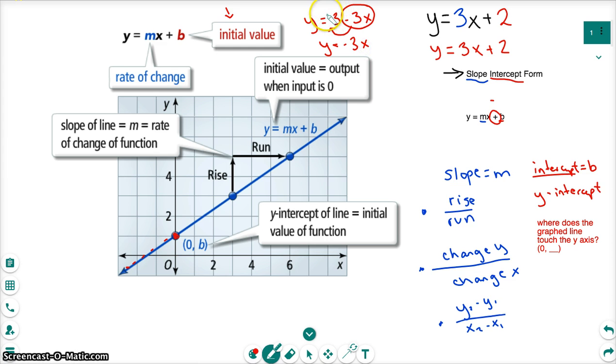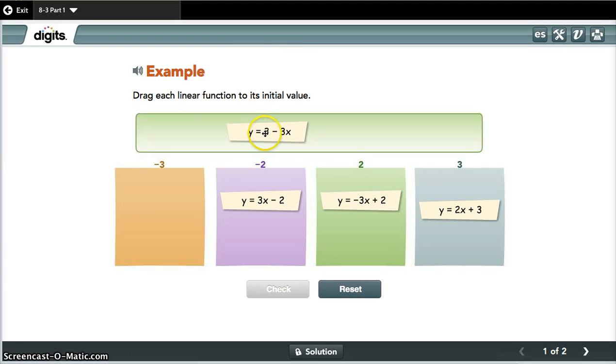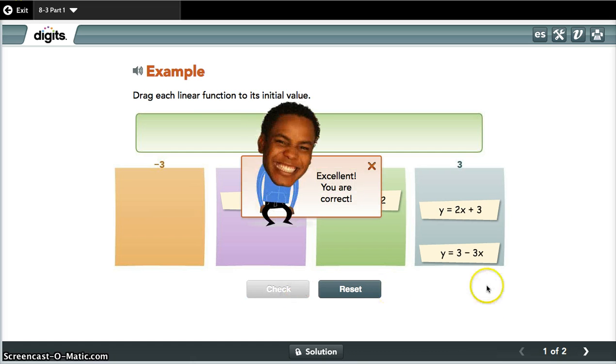And then we have to ask ourselves, was this 3 a positive 3 or a negative 3 originally? Hopefully you said positive because there's no negative sign in front of it. So we're going to keep it positive. And we're going to put it as y equals negative 3x plus 3. And we're going to say that this is a positive 3. And we'll check our work.